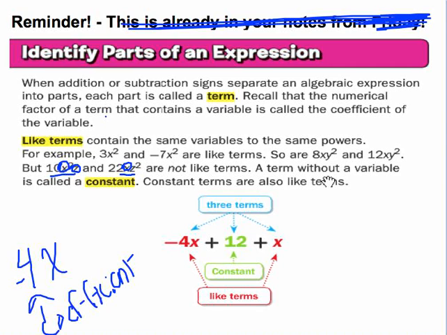All right, so a term without a variable is called a constant. We know that because that's a number term. Constant terms are also considered like terms. So if there was an extra number in this expression here, we would say that that was also a constant. So in this expression here, we have 3 terms, we have 1 constant, we have 2 like terms.